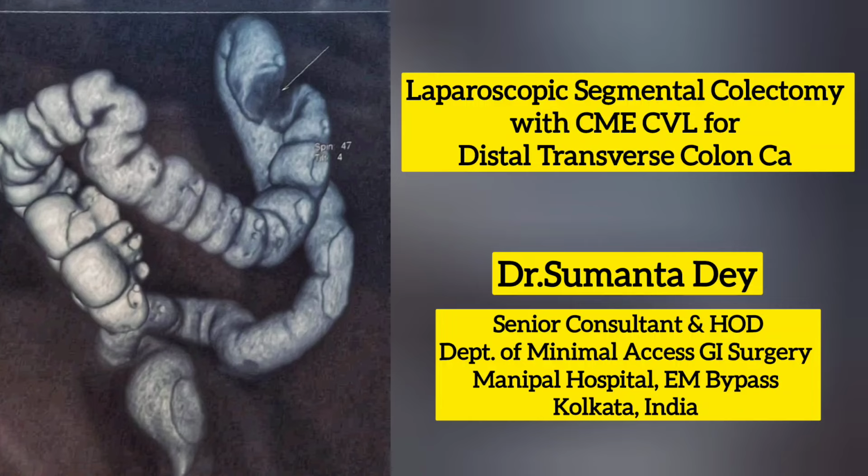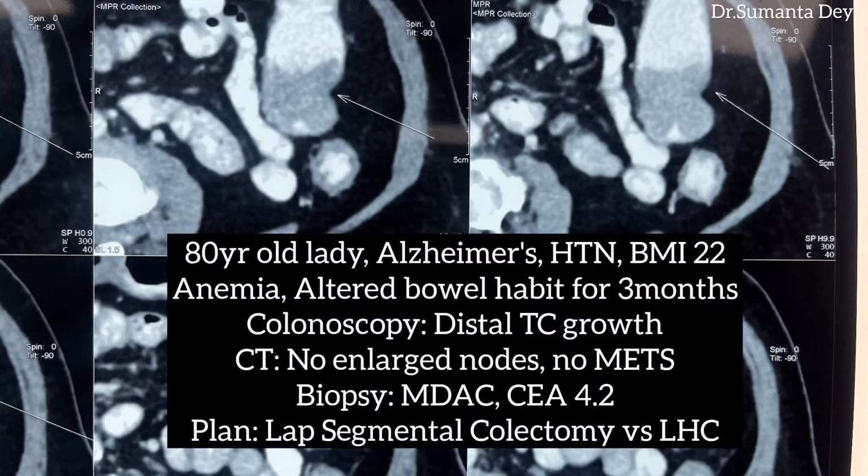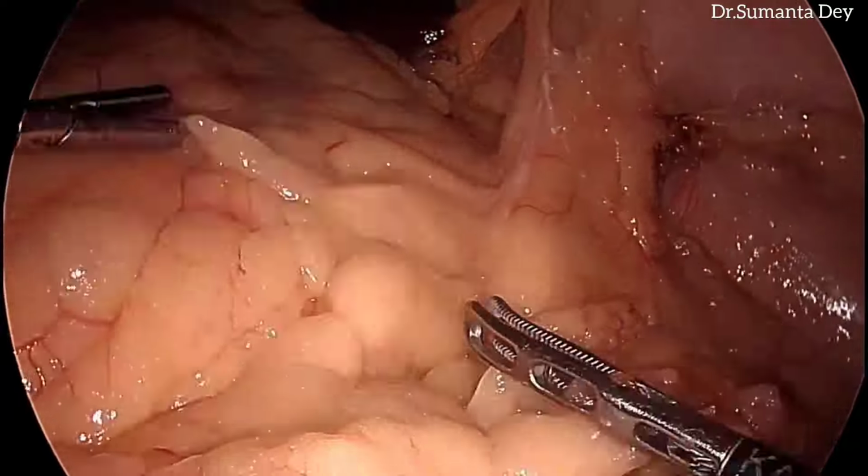Hello everyone, this is a video of laparoscopic segmental colectomy with CME and CVL for a case of distal transverse colon cancer. An 80-year-old lady with Alzheimer's disease, hypertension, BMI of 22, presents with anemia and altered bowel habit for 3 months. On evaluation, she was found to have a distal transverse colonic growth; biopsy revealed moderately differentiated adenocarcinoma with CA 4.2.